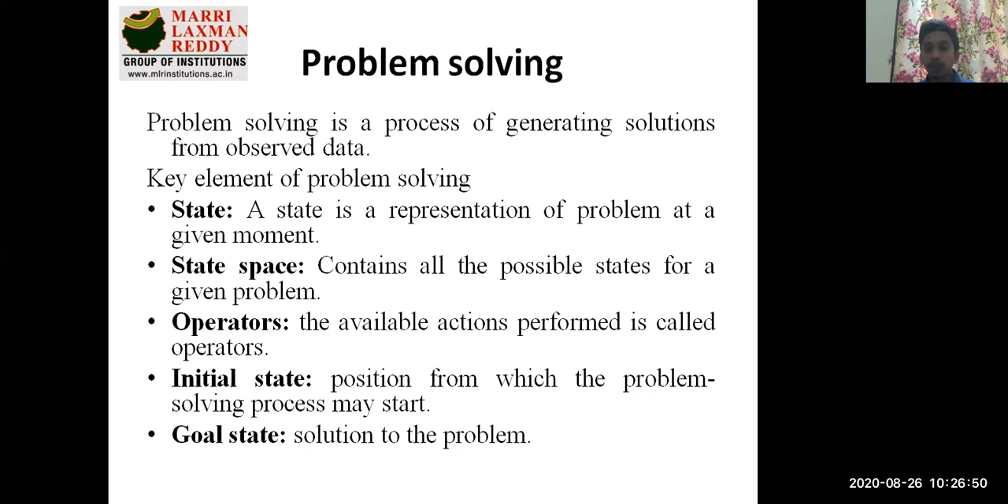Contains all the possible states for a given problem. So here you are using option A as one tower, option B as another tower, option C as another tower. So you need to try to cover this in your area. Next, operators. The available actions performed are called operators.